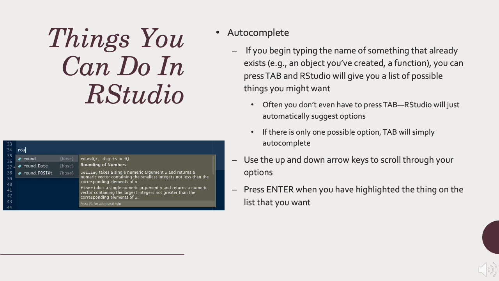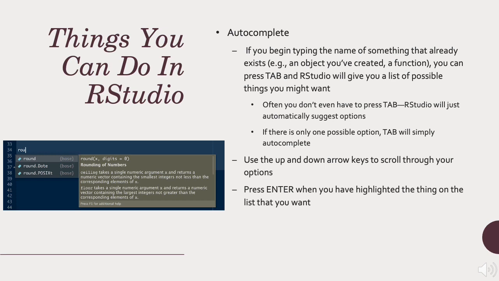RStudio also has this nifty function called autocomplete. And basically, if you begin typing the name of something that already exists, so an object that you've created or a function, you can press Tab, and RStudio will give you a list of possible things that could complete what you've typed in. So you'll see on the left here, I started typing ROU, and it's told me that there are basically 3 functions that could start with ROU.